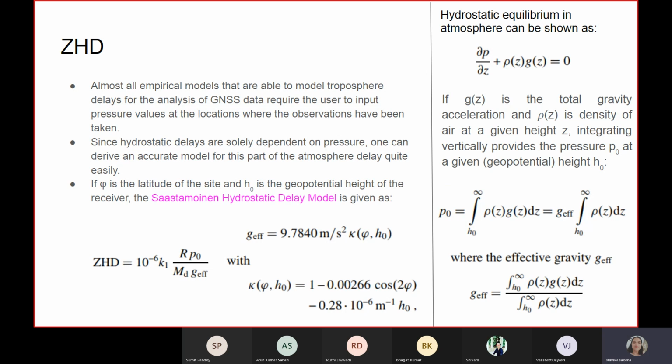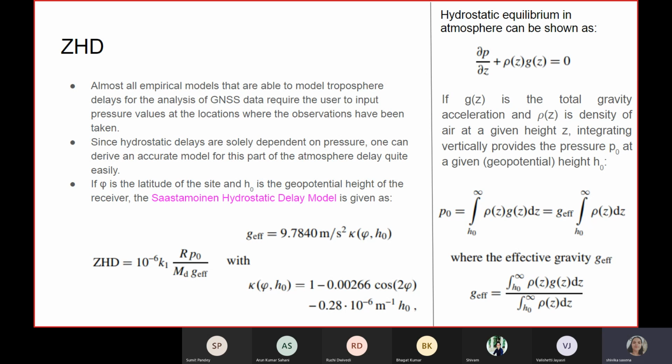Okay, for modeling hydrostatic delay or dry delay, we only require pressure values at the location where the observations have been made. Why do we need only pressure values to model ZHD? Because of the phenomenon known as hydrostatic equilibrium.